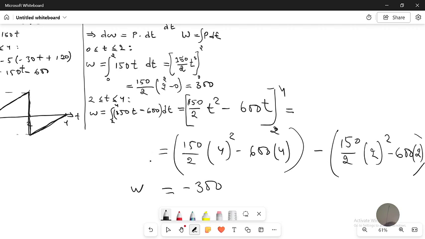If we want to sketch it, I have from 0 to 2 and 2 to 4. From 0 to 2 I have 300 here, so it's going to be the constant value, constant. From 2 to 4 I have minus 300 here. That's the sketch of the energy.